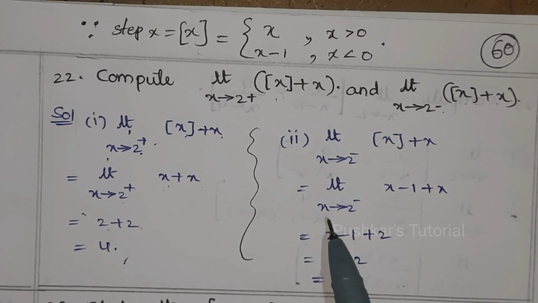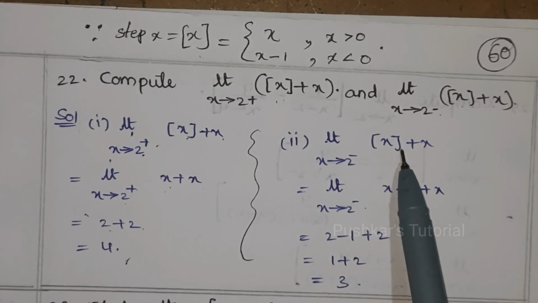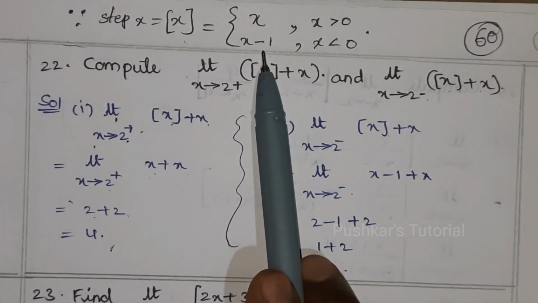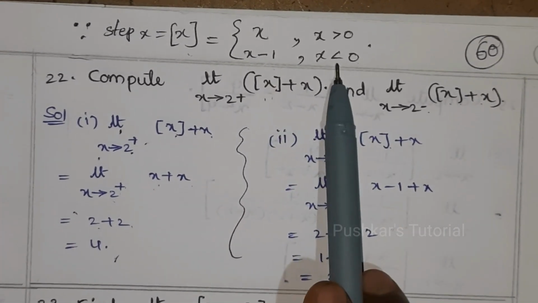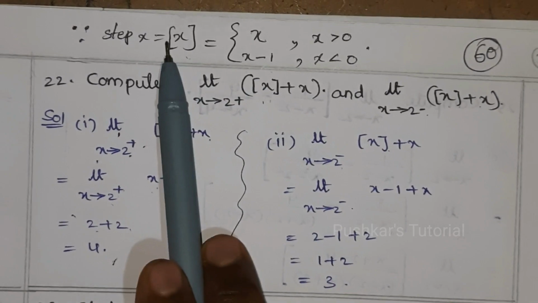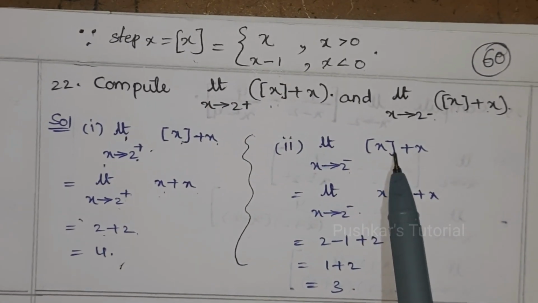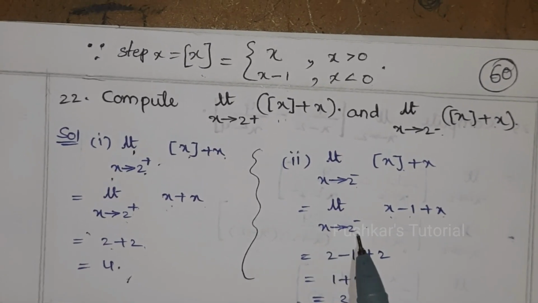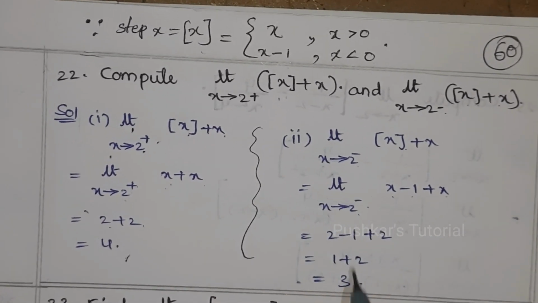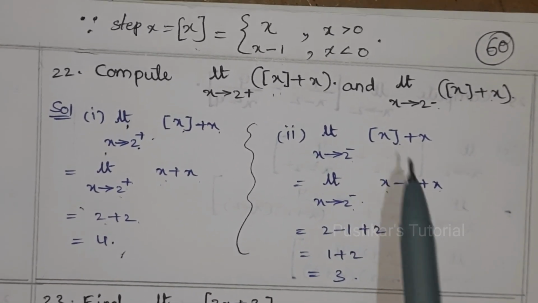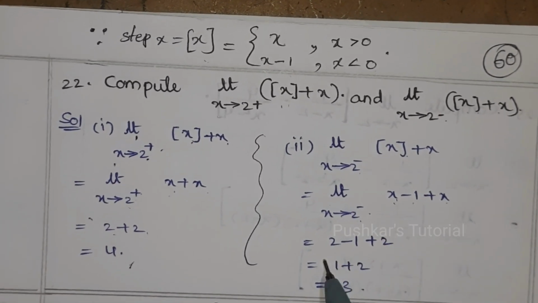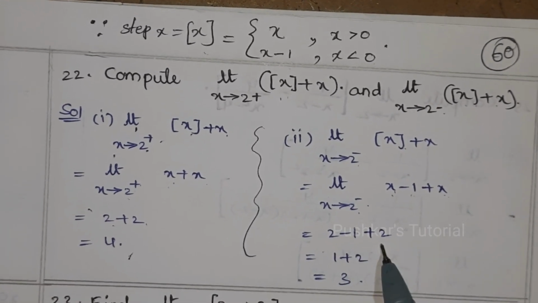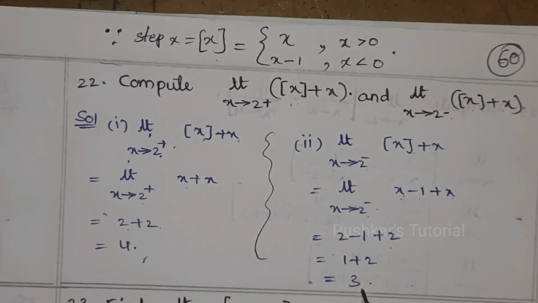Whereas for limit x tends to 2 minus, step x answer: 2 minus means less than symbol, so step x answer is x minus 1. So instead of step x, x minus 1 plus x. Wherever x is there you have to put simply 2, not minus 2, because minus indicates less than 0. So 2 minus 1 plus 2, so the answer is 3.